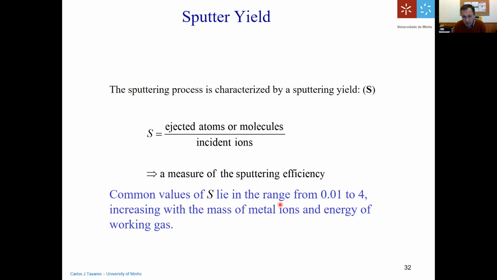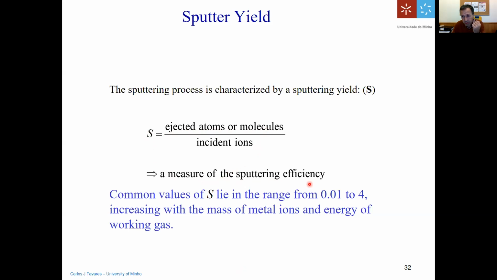Now we're going to give you some physics theory regarding the sputtering process, and we're talking now about the sputter yield. The sputtering process is characterized by a sputtering yield, given by the letter S. It's the ratio between the atoms or molecules ejected from the target and the incident ions, for example the incident argon ions, which strike your target surface.